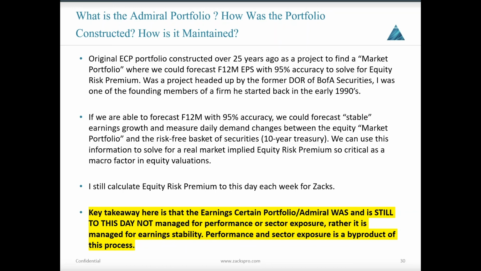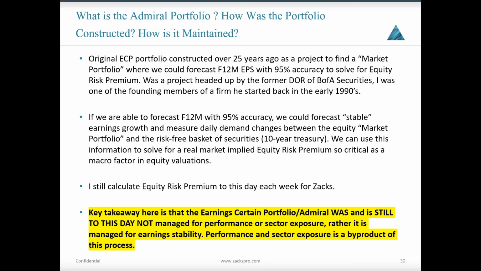I still calculate this each week for Zacks, and it's an absolutely phenomenal macroeconomic headline risk series to look at to determine the likelihood of future PE multiple expansions and contractions, or what percentage of historical expansions or contractions could be attributed to macroeconomic headline risk increasing or decreasing. So it was a really, really important research project that I was involved in, and the earnings certain portfolio was born out of that. Again, key takeaway highlighted here in yellow.